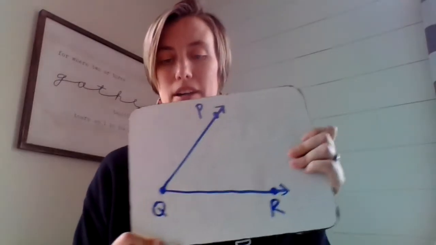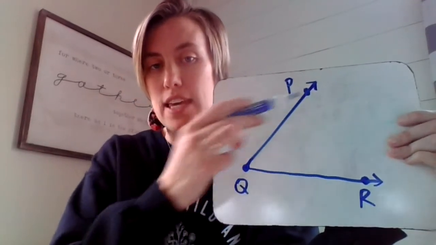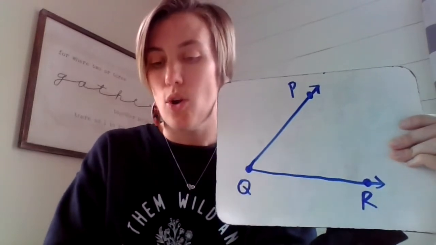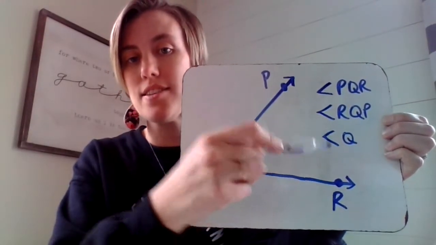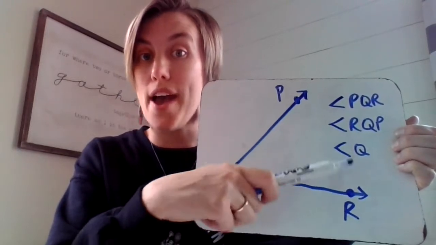So if we're going to label these the same as are labeled in your GoMath workbook, we now have an angle. We have angle PQR or angle RQP or angle Q. And this is going to be written like this. Angle PQR, angle RQP, or angle Q. And so all of these things mean the same thing. You can label these however you choose, one of these 3 ways.